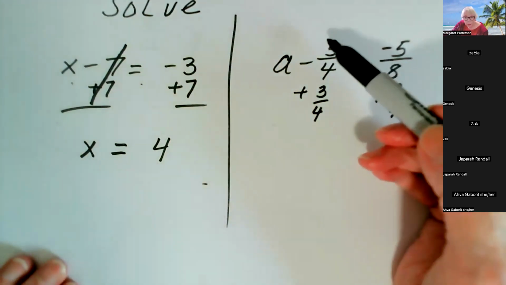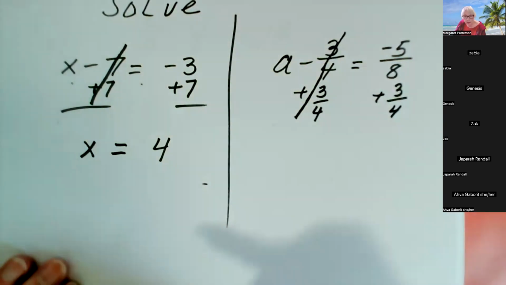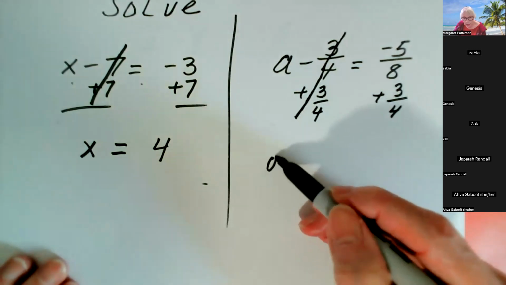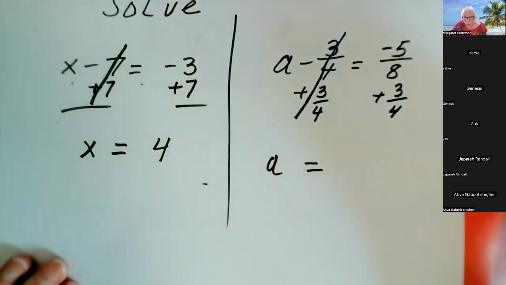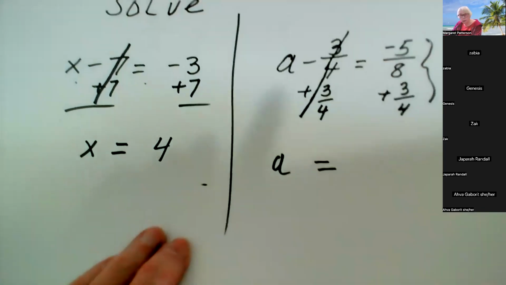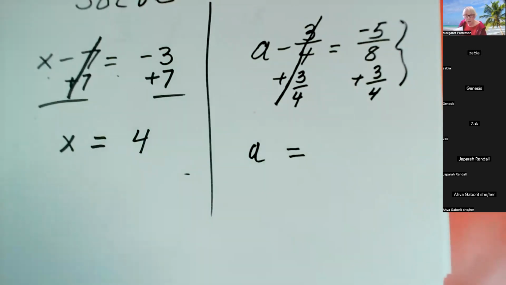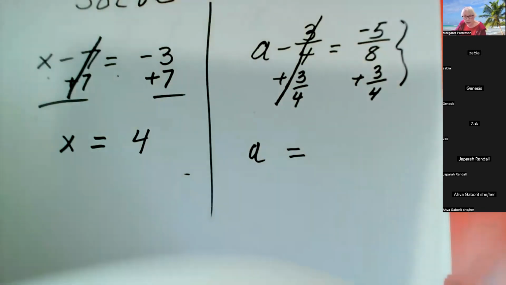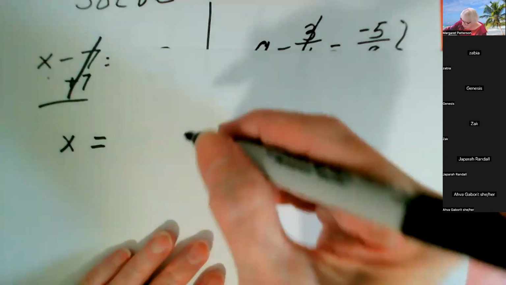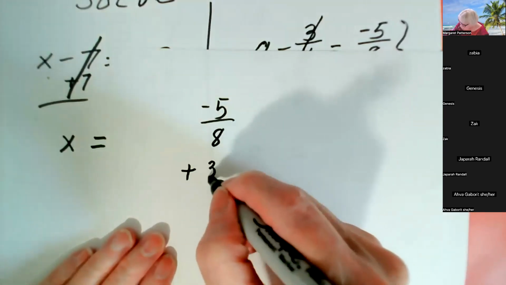Okay, so the -3/4 and the +3/4 hit the dust, and you're left with letter A, which is what you want. The trouble is, what you have to do is combine those two. So that's review. So I'm going to write these down vertically and figure out what to do. This is -5/8. This is +3/4.